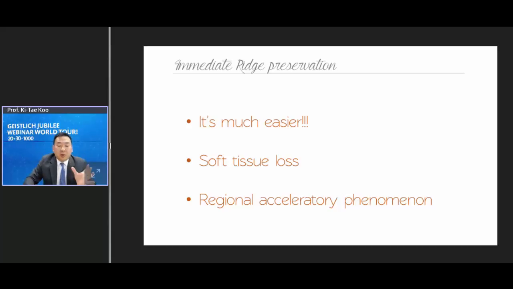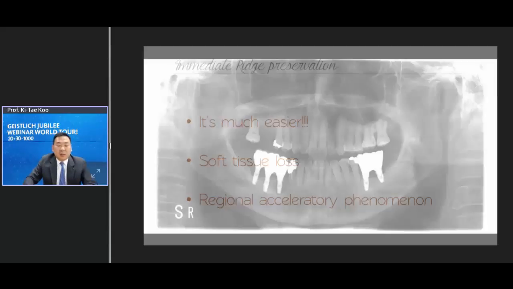The third reason is the regional acceleratory phenomenon, which says that after you have trauma, the healing cells or healing potential is actually boosted at the site of trauma. Because of the acceleration of healing potential, this may be a reason for immediate ridge preservation.